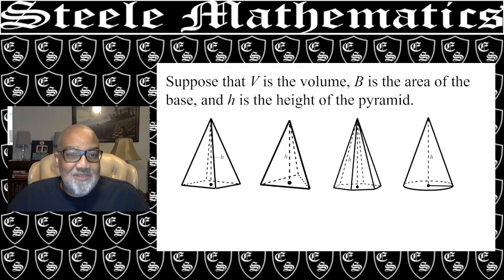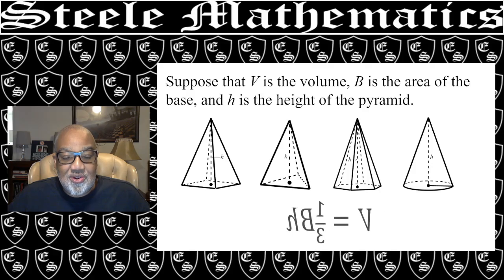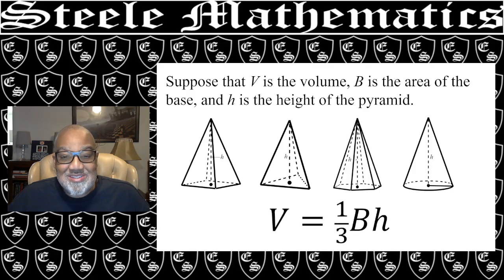So now suppose V is the volume, B is the area of the base, and H is the height of the pyramid. Then the volume of a pyramid is 1/3 the area of the base times the height. So the difference between the volume of a prism and the volume of the pyramid is that the volume of the pyramid is 1/3 of that formula.